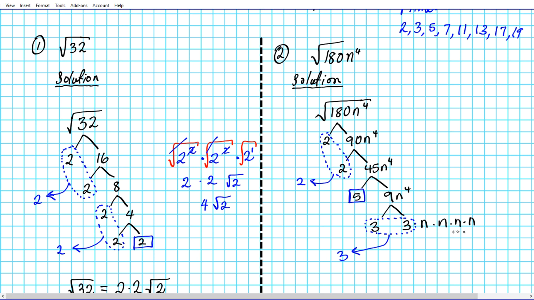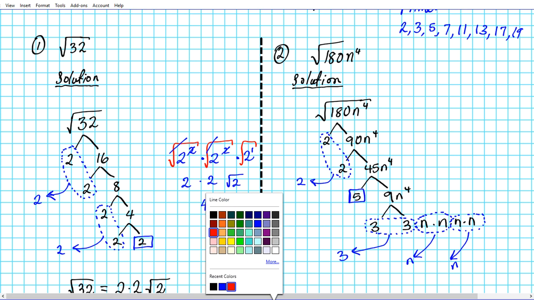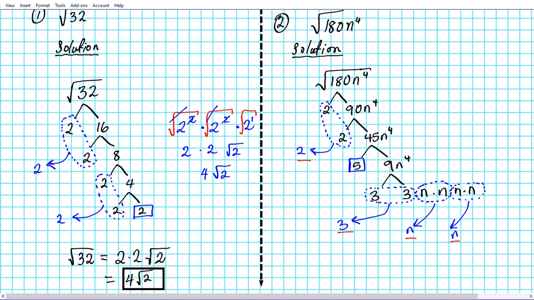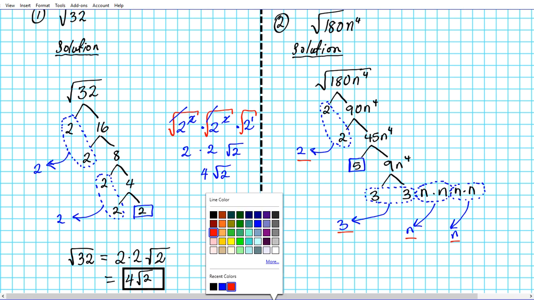And then if you look at the variables, we're still looking for pairs. Okay? An n and an n, that's a pair. What is the square root of n times n? The square root of n times n is just n. So that breaks out as n. And then we have another pair here. The square root of n times n is n. Alright? So the terms that broke out of the radical symbol, since they were squares, are 2, 3, n, and n. 5 was alone. Okay, it didn't have a partner to break out with, so it will stay behind as a radicand.